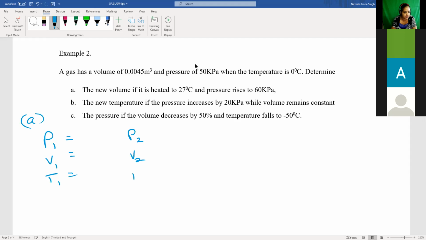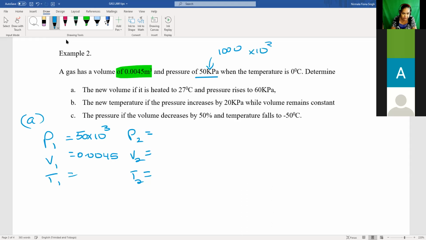P2, V2, T2. So let's see what we have. All our initial values are the same. So it has a volume of 0.0045. It has a pressure of 50 kilopascals. Kilo means to multiply by 1,000. So it's going to be 50 by 10 to the 3. That's what kilo means. Kilo means 1,000 or by 10 to the 3.